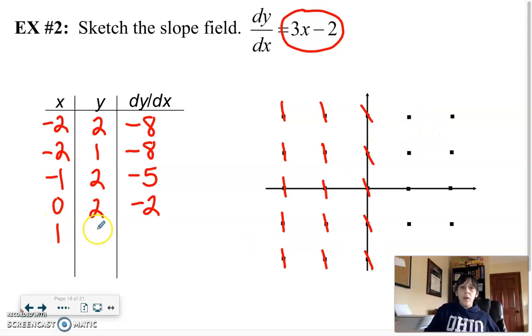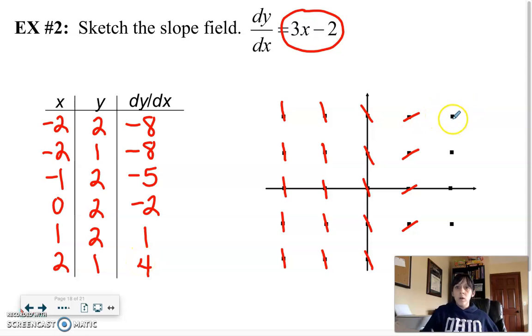Okay. What about (1, 2)? So 3 times 1 is 3, minus 2 would be 1. So now we have a positive slope. Okay, just do your best. And then we've got, what, (2, 1). Let's see, 3 times 2 is 6, minus 2 would be 4. So we want a positive slope of 4, maybe like this.